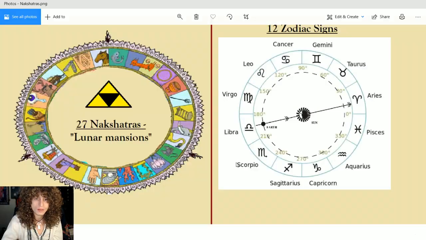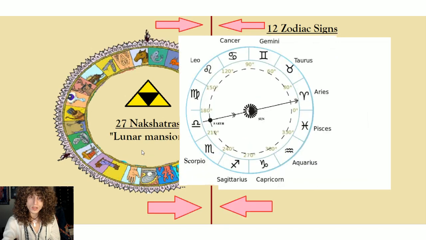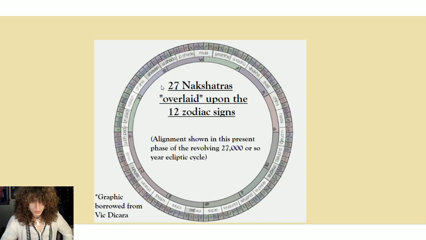They have to be integrated. And this is part of what I'm trying to say here. We must understand that the 27 nakshatras intrinsically overlay the 12 zodiac signs we know from the tropical or sidereal 12-sign zodiac. So, eventually, the nakshatras become overlaid upon the 12 zodiac signs.